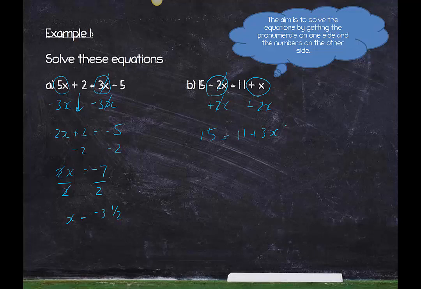So now we only have one pronumeral. Now we're going to minus 11 from both sides. 15 take away 11 is 4. That crosses out to give us 3x. Now we're going to divide by 3. So 4 divided by 3 is 1 1/3 equals x.